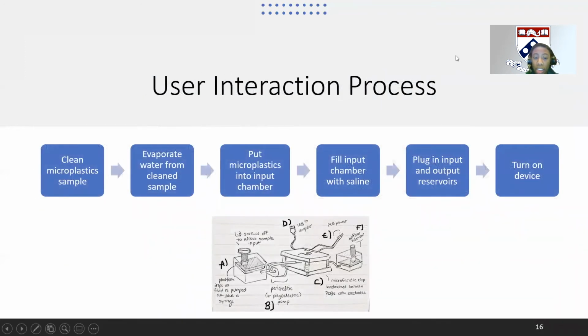The general process of user interaction with this system should be that a user cleans a microplastic sample, evaporates water from the cleaned sample, and puts the microplastics into the input chamber. Then the input chamber will be filled with saline solution, and the pump will be plugged in to the inlet reservoir, while the microfluidic chip will be plugged into the output reservoir. And then the device will be turned on as things start pumping from the inlet all the way to the microfluidic chip and out.